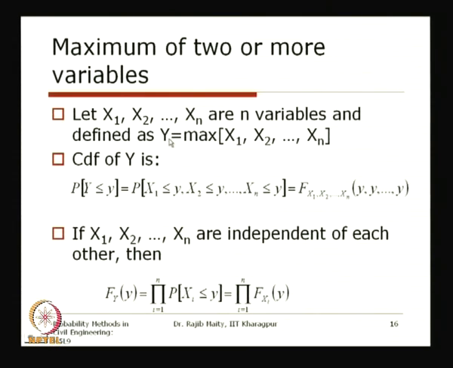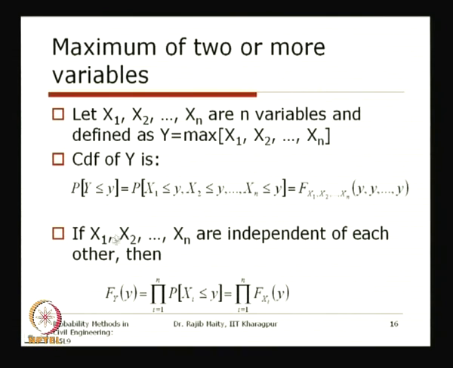The function we define as y is the maximum of these n variables, the maximum of x1, x2 up to xn. Now if we want to know the CDF of y, then the CDF of y, that y is less than or equal to a specific value y, requires that x1 is less than or equal to y, x2 is also less than or equal to y, and so on, all the random variables less than or equal to y. This is nothing but the joint CDF of all these random variables x1 to xn at the specific value y for which we are looking for the CDF.